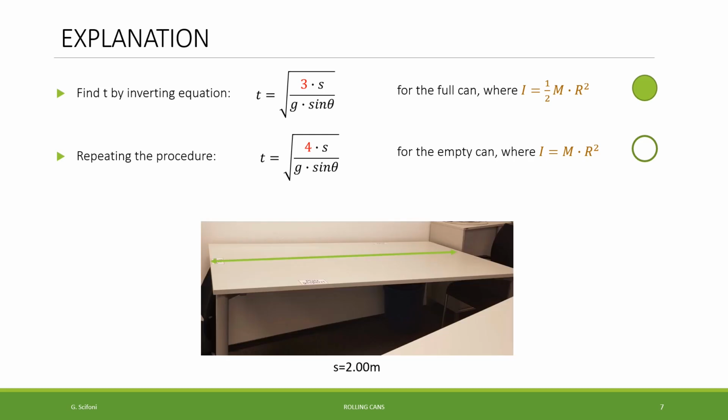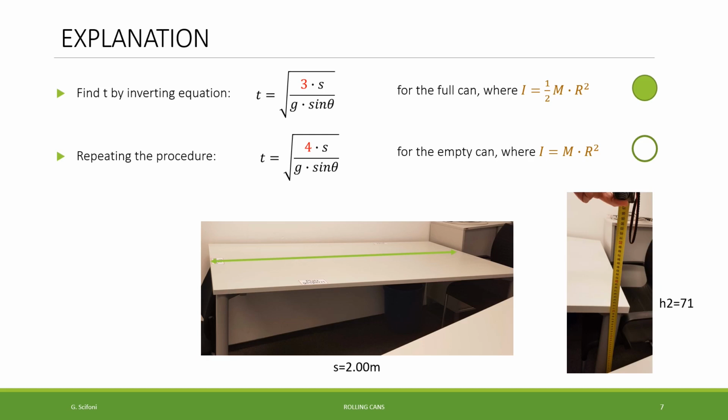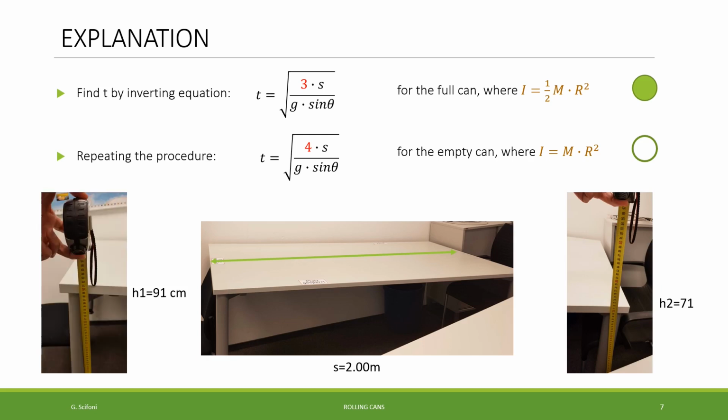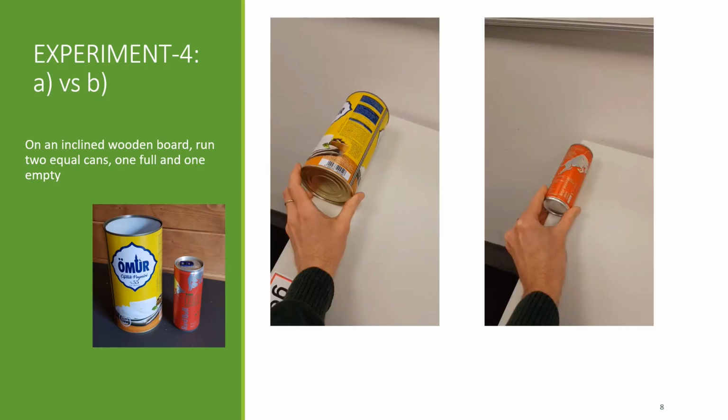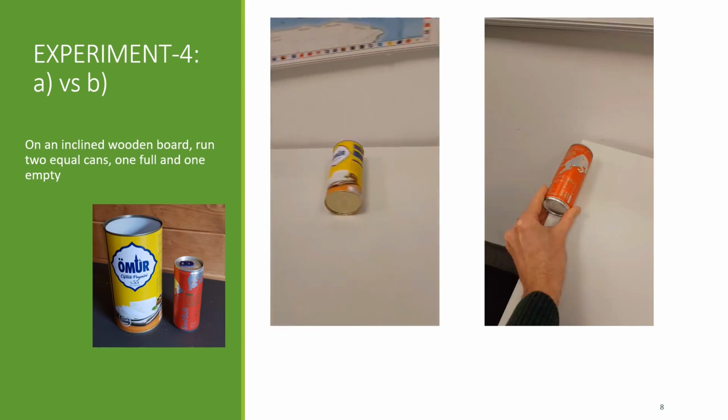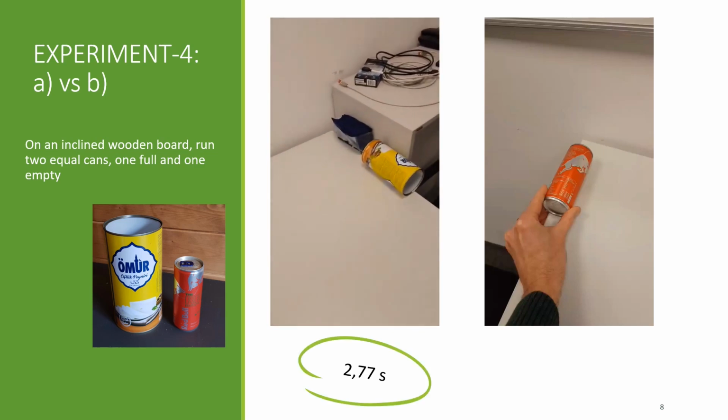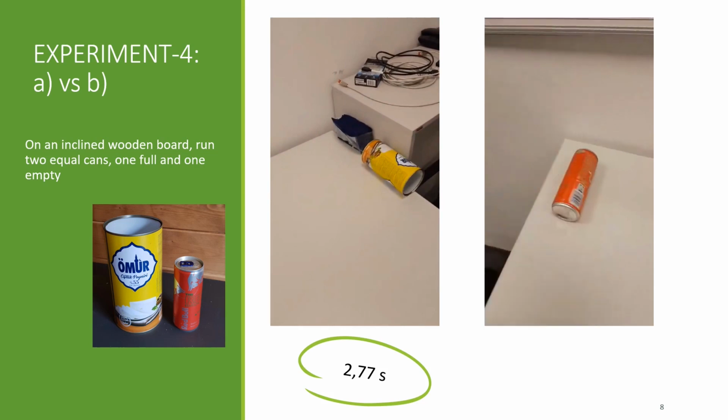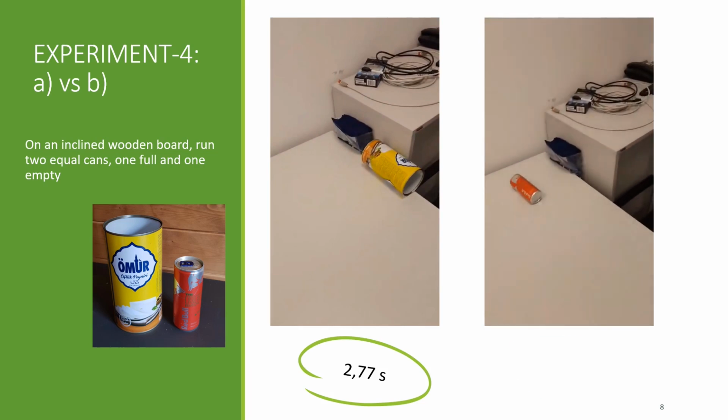Let's make a check. We have a table of 2 meters, 71 centimeters high, and we produce now an inclination by raising the left side to 91 centimeters. We start now rolling the cans, this time in sequence, the empty and the full one. For the empty we get 2.77 seconds. For the full one we get 2.23 seconds. Definitely the full wins.